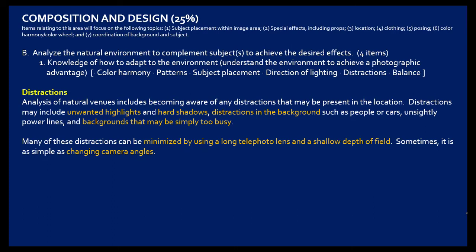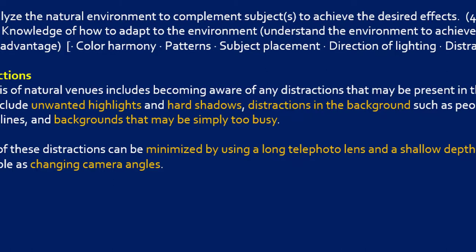Next up, we talk about distractions, or more importantly, how to get rid of distractions. As you're viewing locations to photograph, keep in mind that sometimes your subjects may be standing, they may be seated, and pay attention to all of the elements in the surrounding area that could become a distraction in your images. Distractions may include unwanted highlights, hard shadows, or distractions in the background, such as cars and unsightly power lines, or backgrounds that may simply be too busy. Many of these distractions can be minimized by using a long telephoto lens and a shallow depth of field.